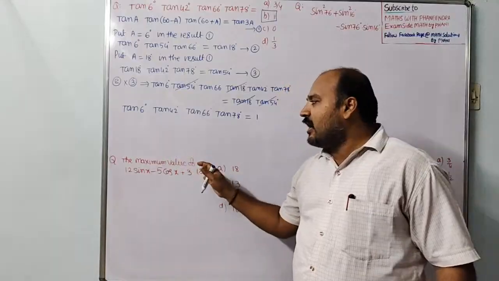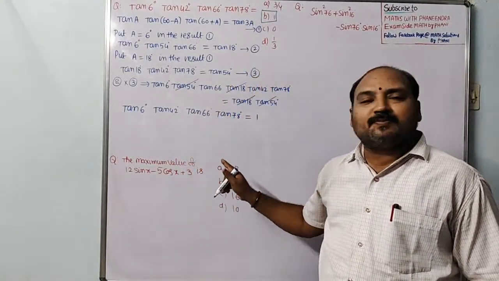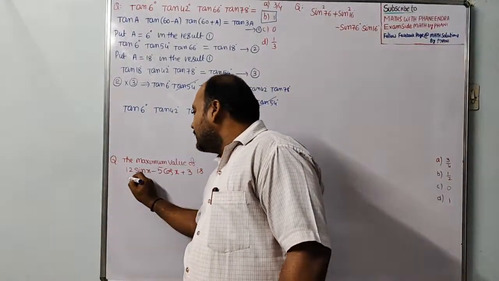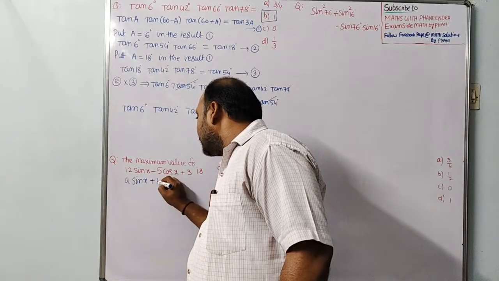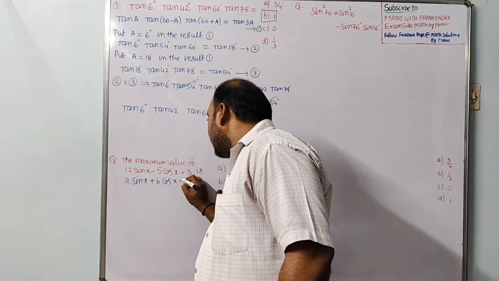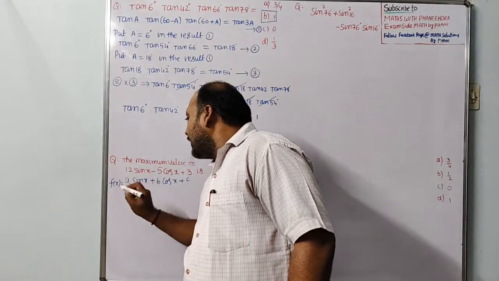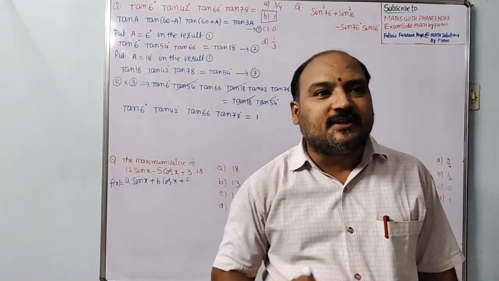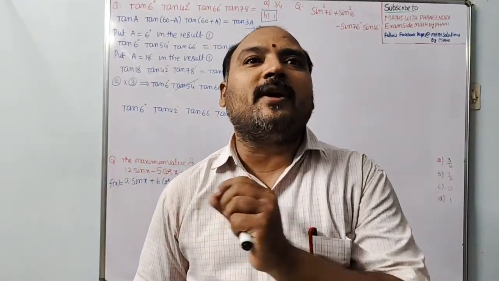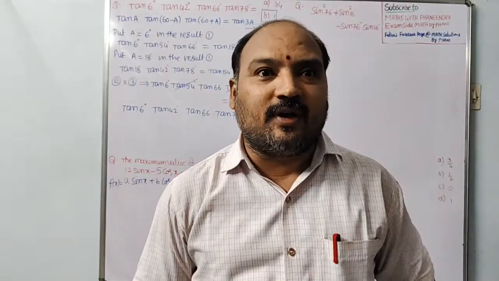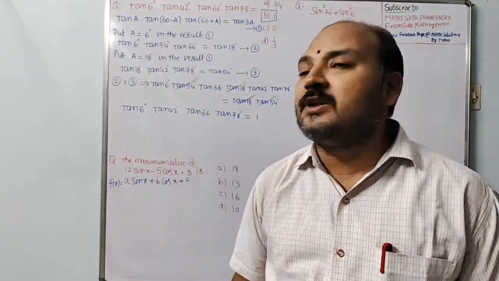The maximum value of 12 sin x minus 5 cos x plus 3. We know that it is in the form of a sin x plus b cos x plus c. Whenever the function is of the form a sin x plus b cos x plus c, then the maximum value is c plus root of a square plus b square. If it is the minimum value, c minus root of a square plus b square.